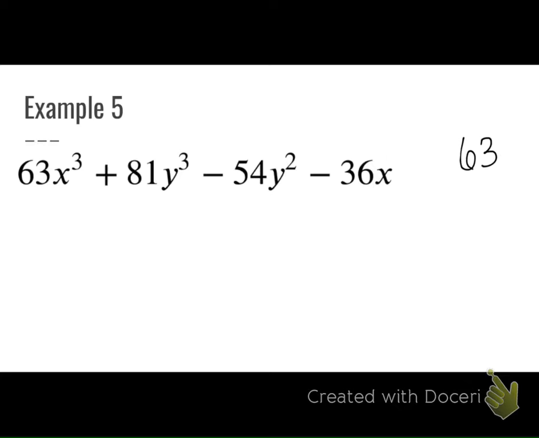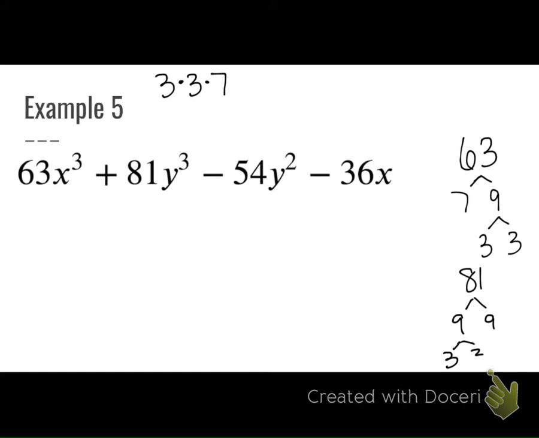63, I could break into 7 times 9. 9 breaks into 3 times 3. So my list there would be 3 times 3 times 7. 81 would break into 9 times 9, with both 9s breaking into 3 times 3. So we would have 3 times 3 times 3 times 3.